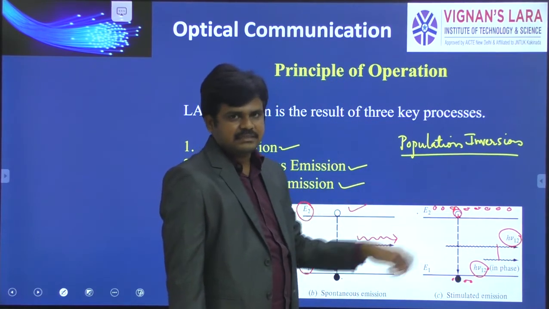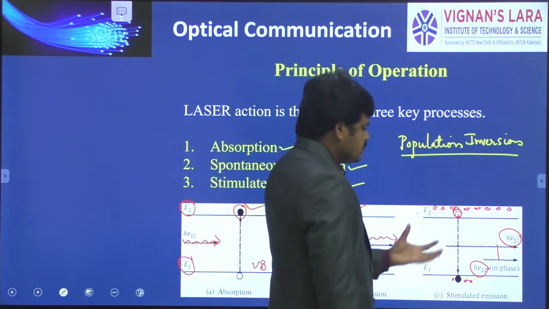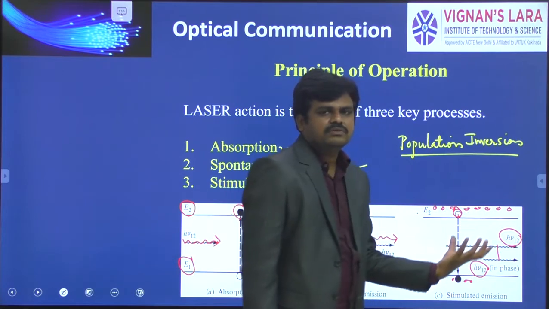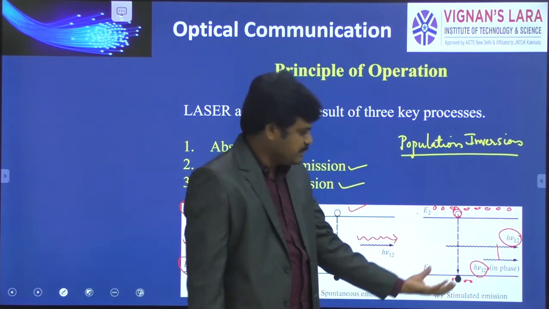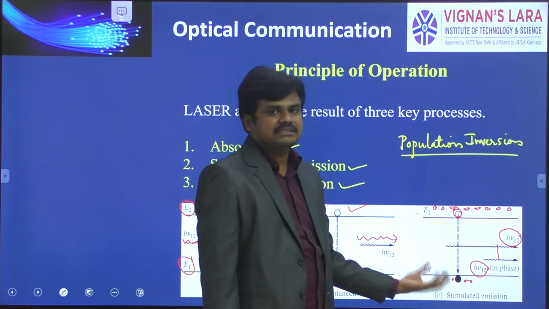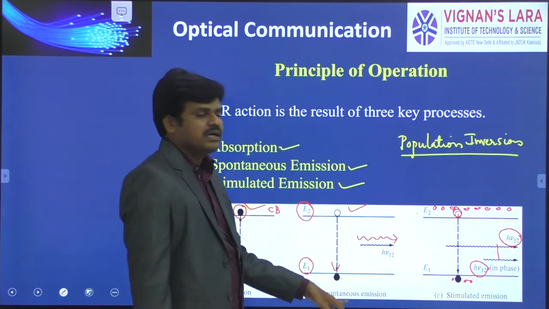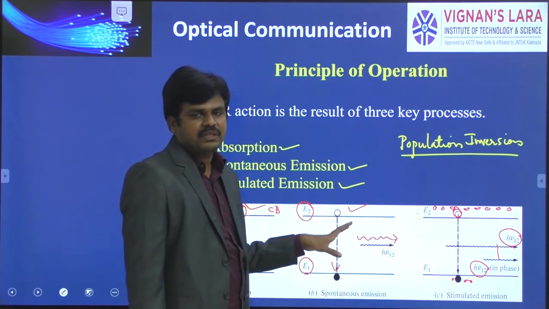In such condition, is it not possible for all the electrons to jump from higher energy state to lower energy state naturally? How is it happening in the case 2, that is spontaneous emission case?